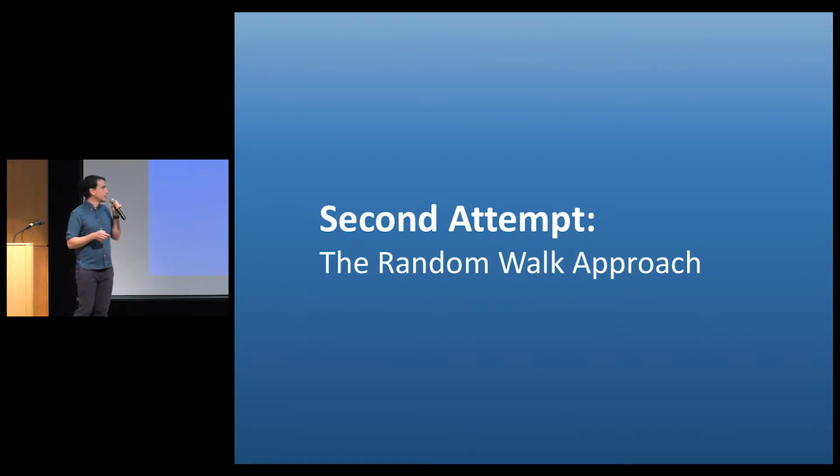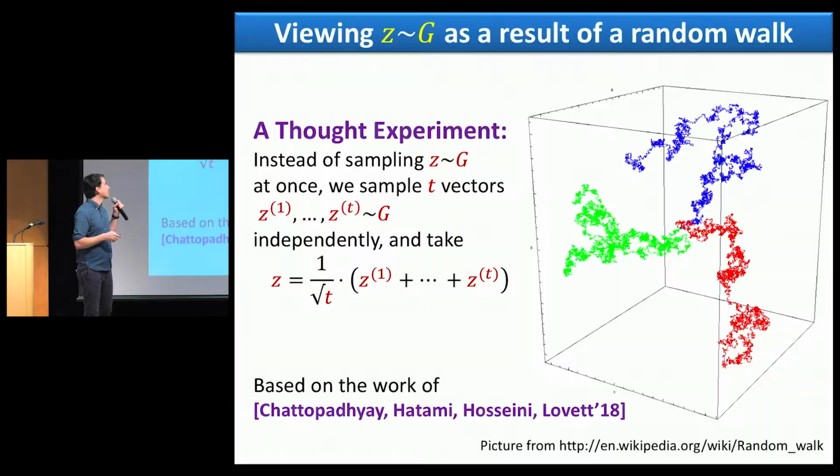Okay, so the second attempt would be the random walk approach. And here I will want to think of this Gaussian distribution differently. I want to make a thought experiment. So instead of sampling the Gaussian distribution at once, I want to look at it as a result of a random walk, making a lot of tiny steps. So how do I do that? I will take t to be really huge, and I will pick z1 up to zt according to the Gaussian distribution. And these are just vectors. Then I sum these vectors, and I divide by square root t.